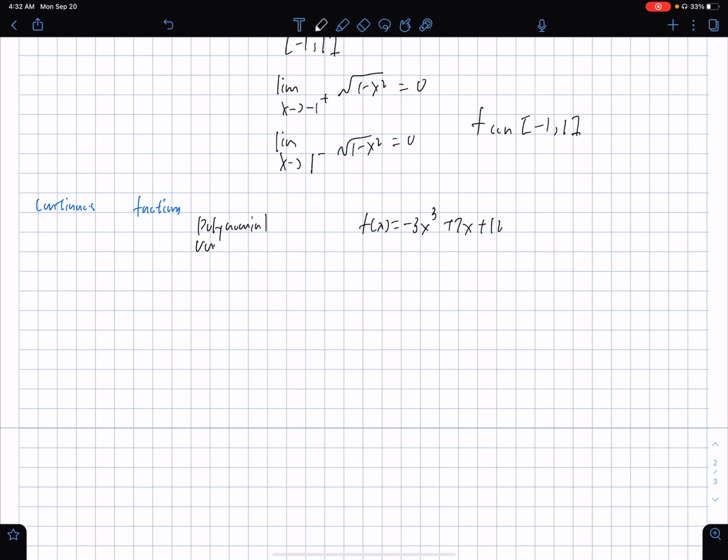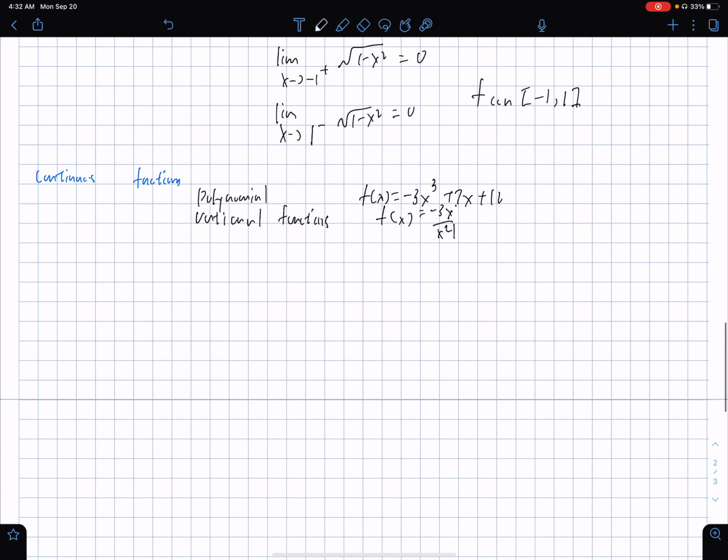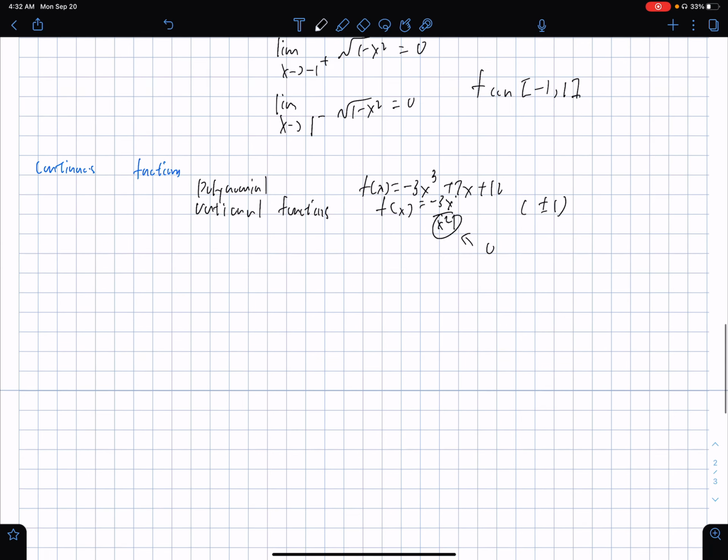And then moving on, we can discuss rational functions, which would be something like this. However, the same rule applies except at the points plus or minus 1, because then this would be 0 and it would be undefined.